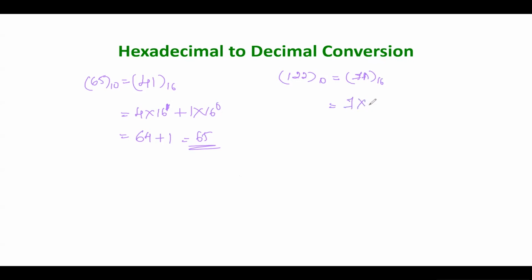Converting this back to decimal, we will get 7 into 16 to the power 1 plus A into 16 to the power 0, which we can write as 7 into 16 is nothing but 112 plus 10 into 16 to the power 0 is 1, which is nothing but 112 plus 10 is 122. All right. So this is how we will do the conversion.